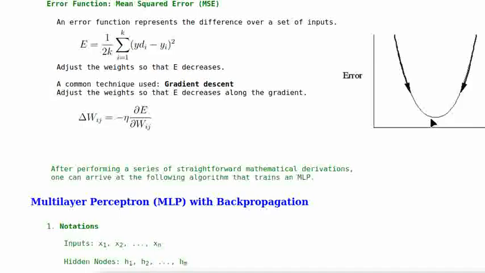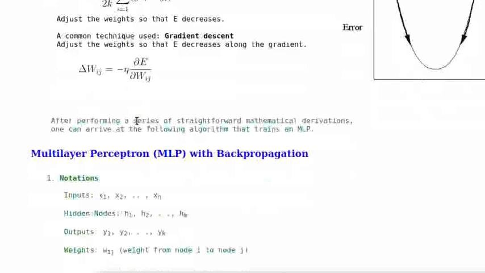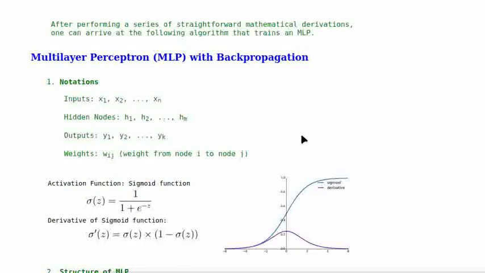So this is the formula that we need to adjust the weights. Delta W is equal to a constant times the gradient. Starting from this, after performing a series of straightforward mathematical derivations, we can arrive at the following algorithm that trains an MLP. So this is the multi-layer perceptron MLP with backpropagation algorithm. It works as follows.